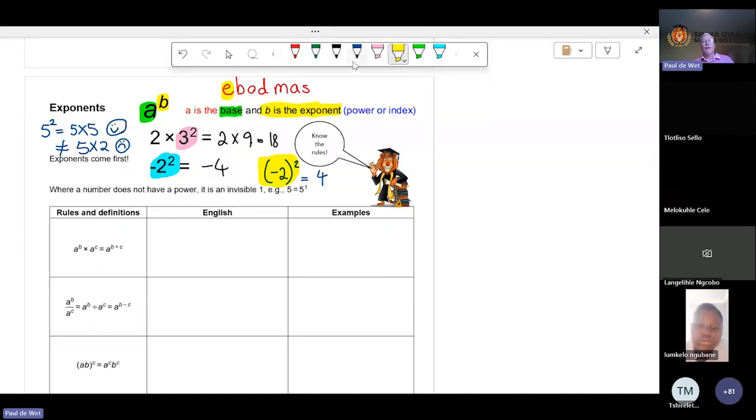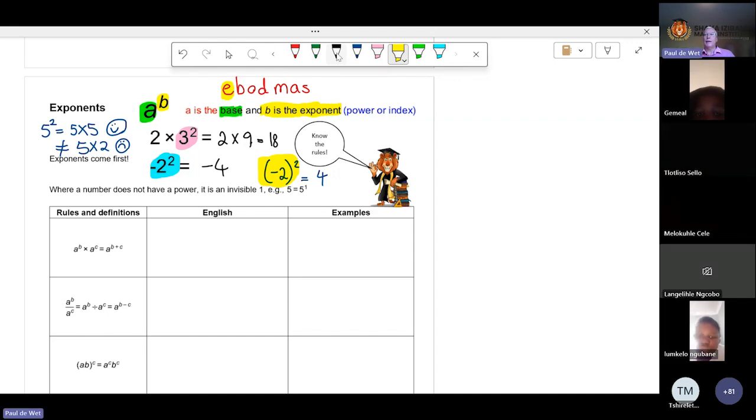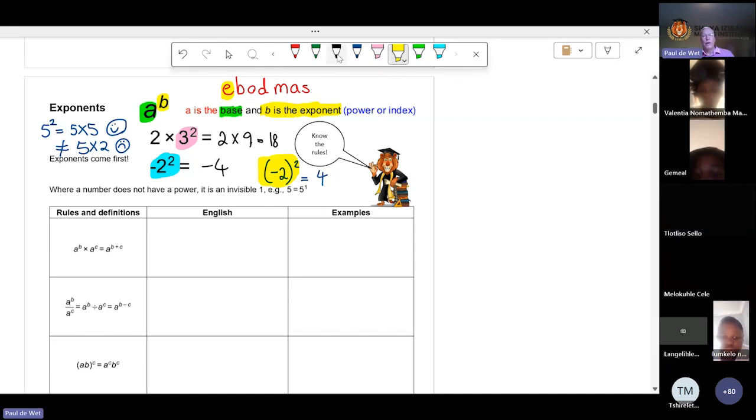Now, there's lots of laws for exponents. All of them make sense. Maths always makes sense. Okay. It always makes sense.